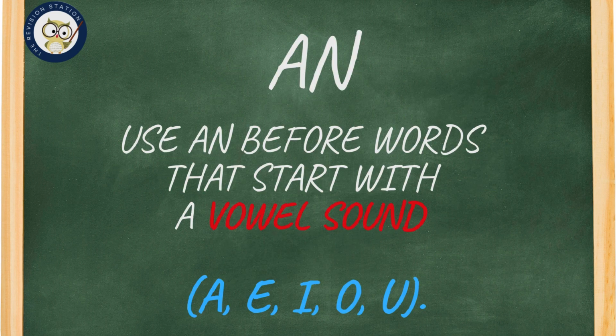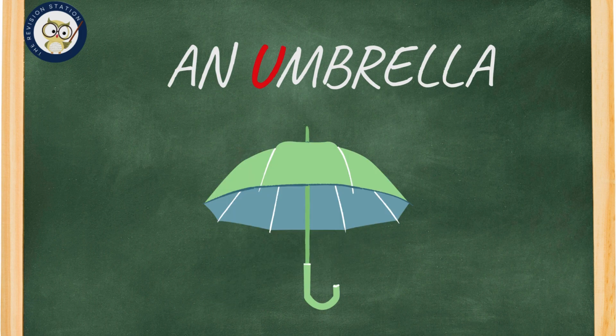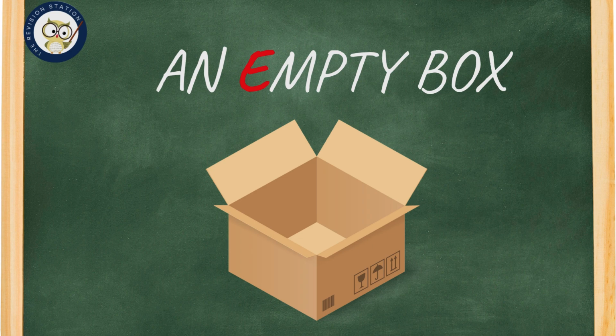Use an before words that start with a vowel sound. Listen carefully. An egg. An umbrella. An empty box.